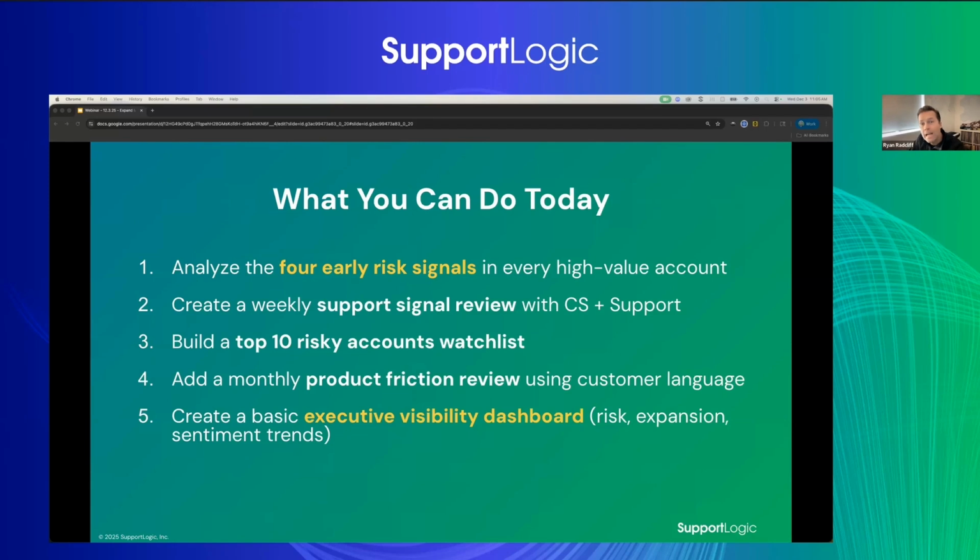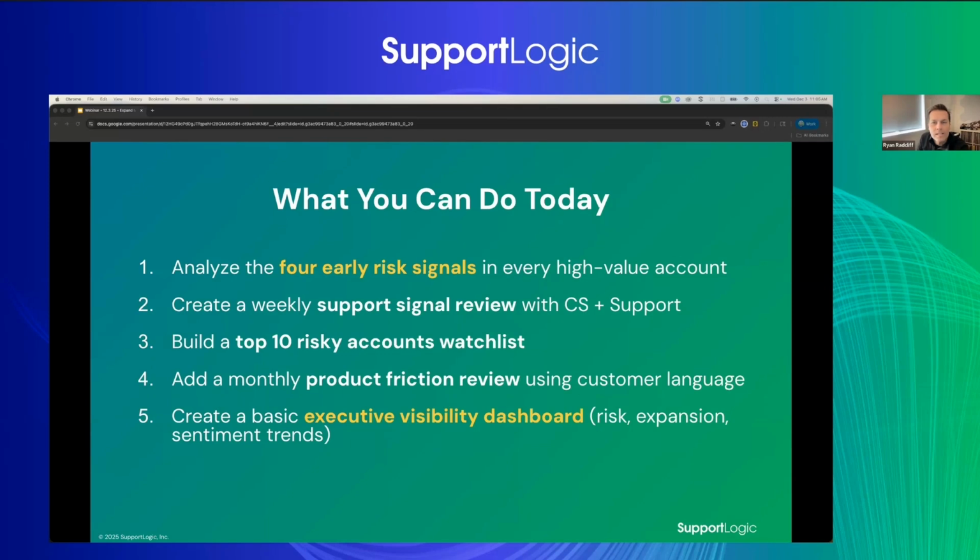So I think it's important to analyze these early risks in your high value accounts, get this weekly signal review going with your customer success team so that these teams are really aligned. Build this top 10 report, right? We're big fans of that here at SupportLogic for our customers. Looking at monthly product friction is huge, right? That connection between support and product is so important. And then this executive dashboard is a really key step as well.